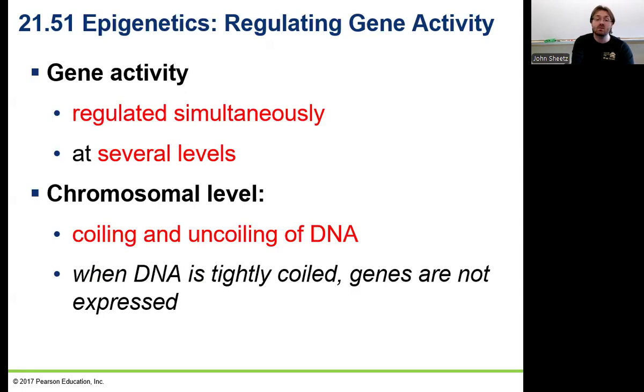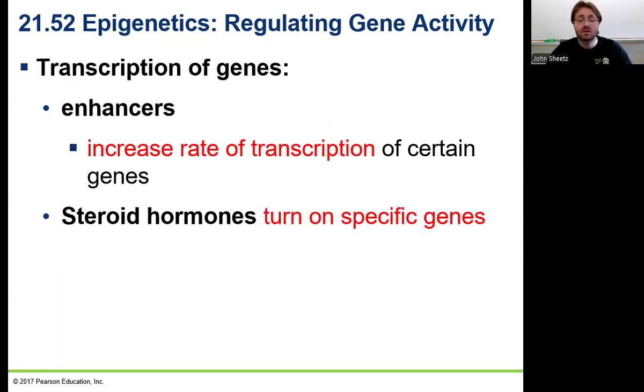Gene activity is regulated simultaneously at several levels. At the chromosomal level, your DNA is constantly coiling and uncoiling, which is one of the main mechanisms. If DNA is coiled, it cannot be accessed to be transcribed. So that's used as one of the regulatory mechanisms to determine what amino acid is being expressed when.